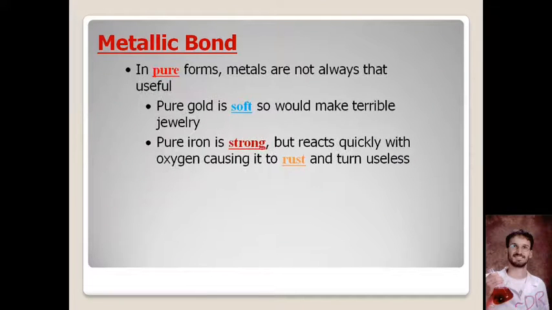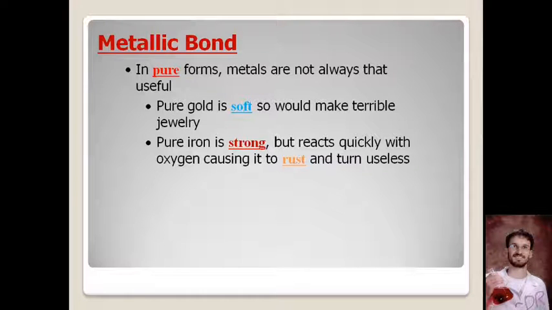And the last and fourth bond is a metallic bond. And as you can guess, these are the kind of bonds that form in metals. In pure forms, like pure elements, if you had 100% of the element, metals are pretty interesting, but not always that useful. Pure gold is really soft. It's so soft it would make really bad jewelry. If you had a gold ring and you put it on your finger, it would not stay round. It would kind of flatten out and pinch on you. It just would not hold its shape.